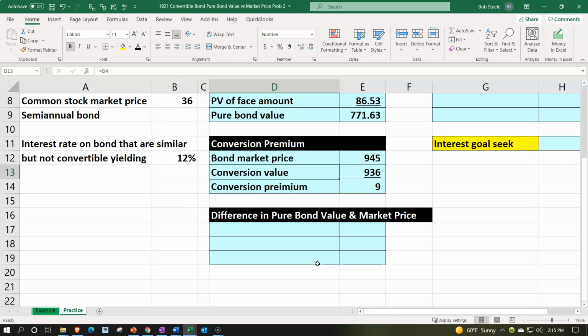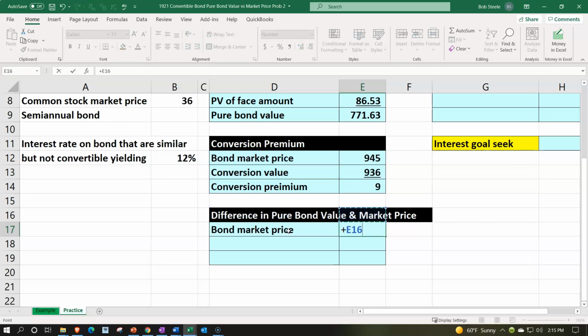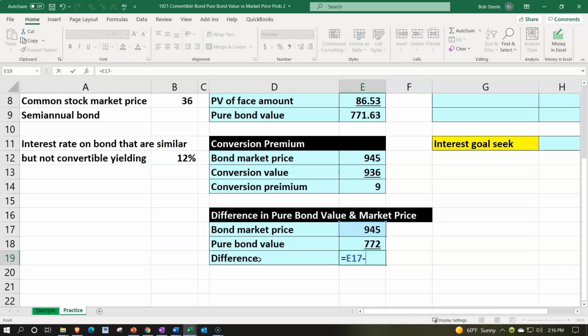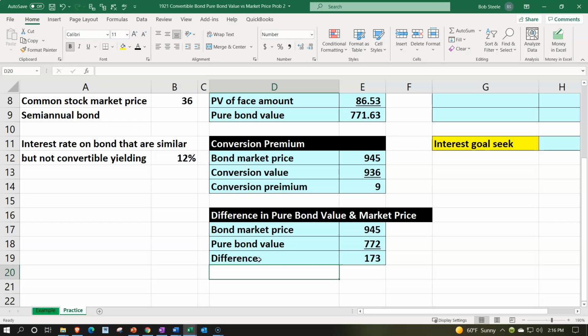So then let's think about the difference between the pure bond value, if there was no conversion, and the market price. So if I look at the bond market price and compare that to what the pure bond value would be if there was no convertible, looking at similar bonds out there, underlining that, font group and underline, and look at the difference. I'm just going to call it the difference, would be the 945 minus the 772 gives us the 173. Let's go ahead and select those 3, number group, add a couple decimals.